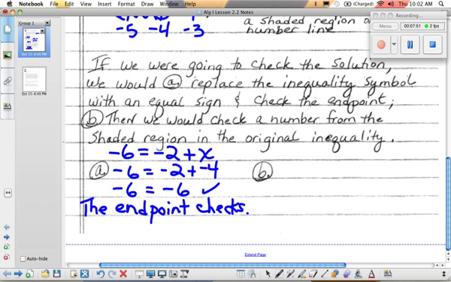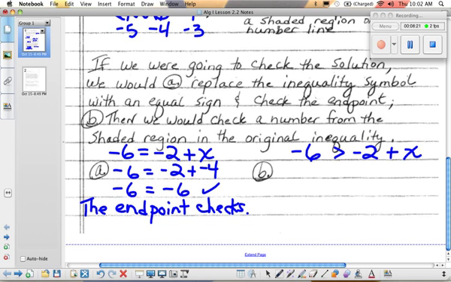Okay? Even not so much in these problems because they're fairly basic, but it is easy to get them wrong. Okay, now in part B, it says, then we would check a number from the shaded region in the original inequality. So we're going to write down the inequality as it was. What symbol is in it? Greater than, okay? -2 plus x. So now we're back to our inequality statement. We're not checking the endpoint anymore. We're now checking to see, do we have the correct side shaded or not?